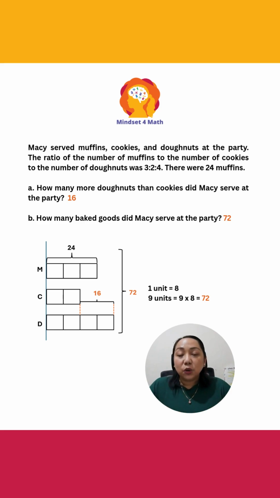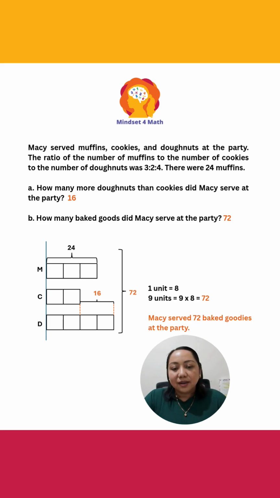So since we know that 1 unit is equal to 8, we need to count the number of units that we have for the total. So that's actually 9 units. 3 plus 2 plus 4 is equal to 9 units. So to get what 9 units are equal to, all we have to do is to multiply 9 by 8. And the answer is 72. Macy served 72 baked goodies at the party.